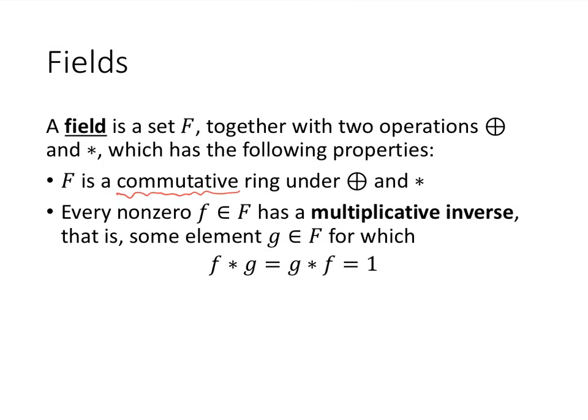And then finally, the property to be a field is that we have to have multiplicative inverses for every element of this field other than 0. So for every f not 0, there's some other element g so that f times g is the same as g times f, because the multiplication is commutative, and that gives me 1, the multiplicative identity. So a field you can think of as a ring where the multiplication is commutative and every element has a multiplicative inverse other than 0.